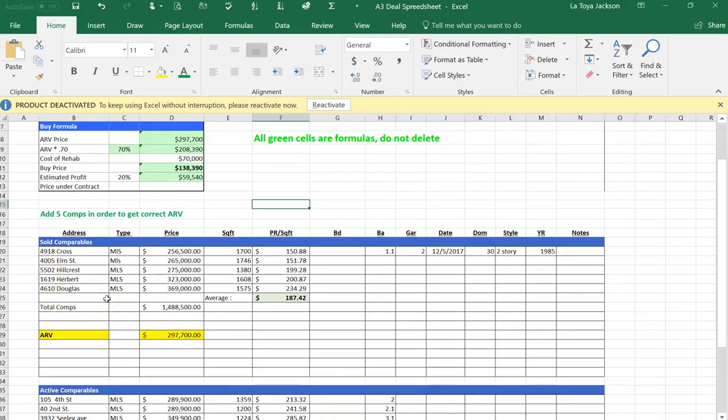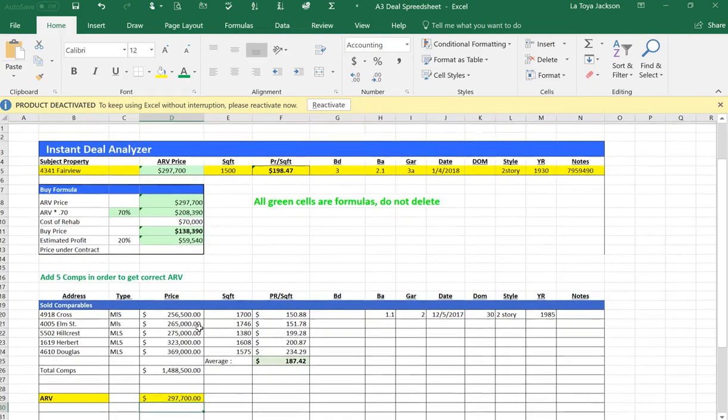In order for these numbers to calculate, you need at least 5 properties in order for this to work. So we have the 5 properties that sold. One sold at $256,500, $265,000, $275,000, $323,000, $369,000, and you add them all up, which comes to $1.4 million, and you divide it by 5, which this spreadsheet does for you, and you end up with what is called an ARV. So you add all 5, divide it by 5, and it gives you $297,700. So that's where we come up with the ARV.